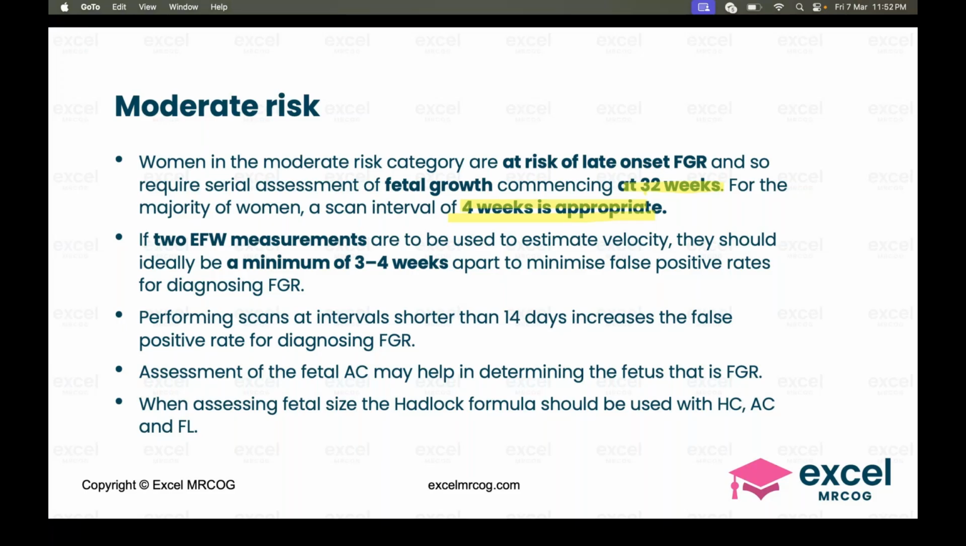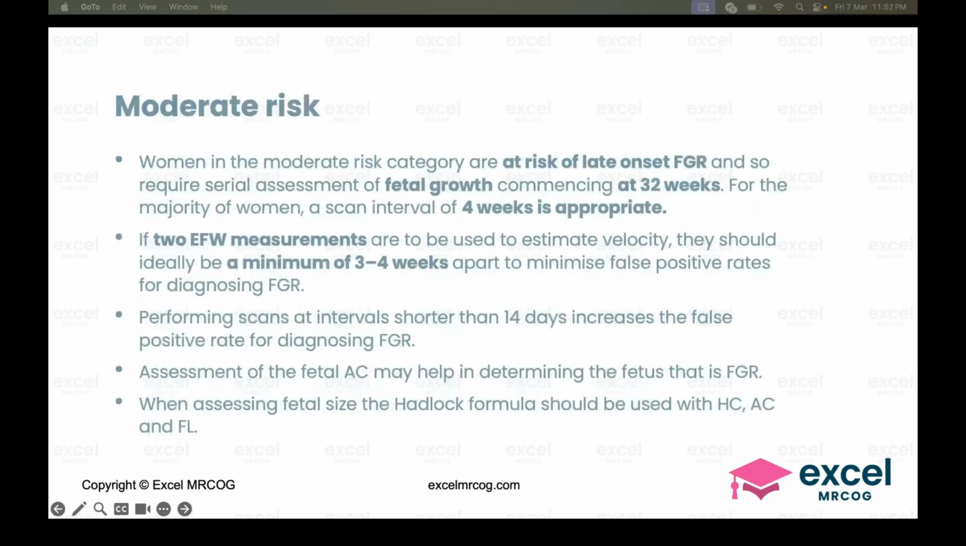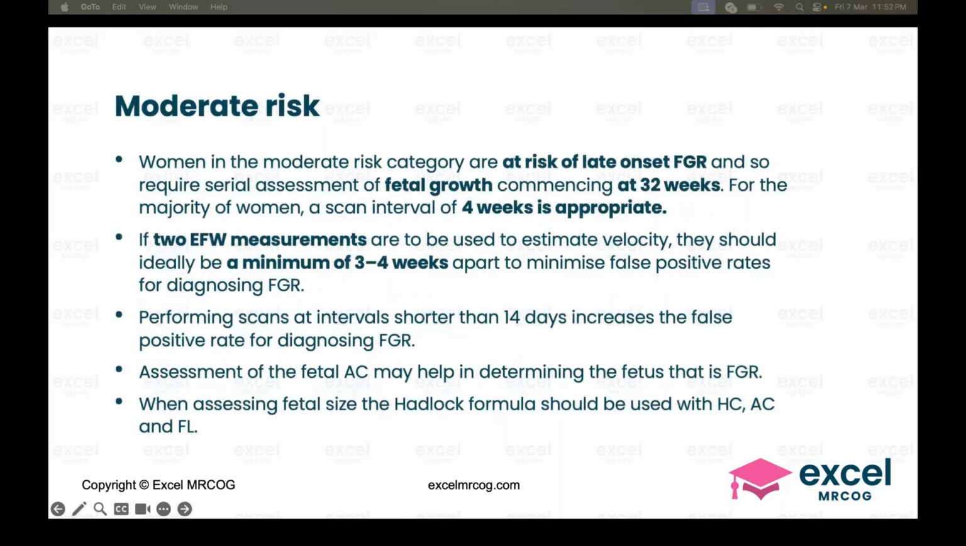All right. So if two EFW measurements are used to estimate the growth velocity, they should ideally be a minimum of 3 to 4 weeks apart. So that is why they have made the recommendation that it should be 4 weekly. But when you are already establishing it as SGA, then it can be 2 weekly. Performing scans at intervals less than 14 days, less than 2 weeks, increases the false positive rate for diagnosing FGR. So you should not do it.